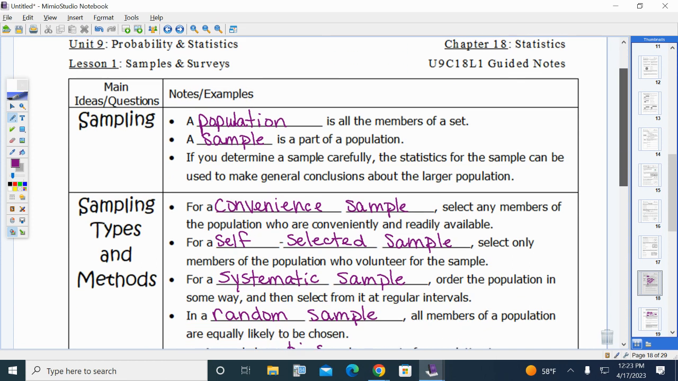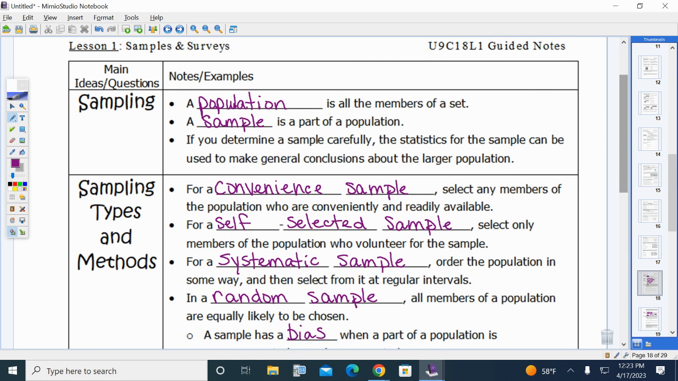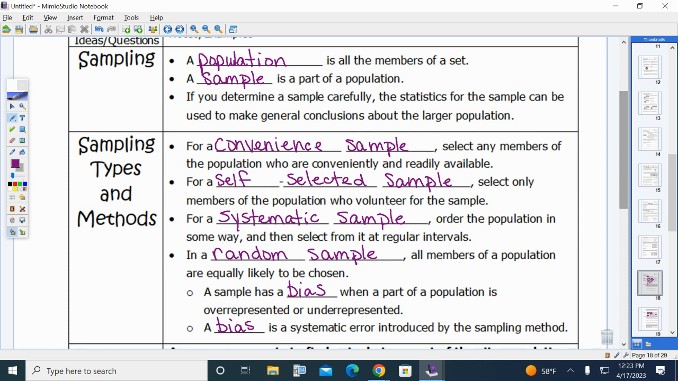Below that, we have the sampling types and methods. So again, this is just the sampling part. For a convenience sample, you want to select any members of the population who are conveniently and readily available. For a self-selected sample, select only members of the population who volunteer for the sample. For a systematic sample, you order the population in some way and then select from it at regular intervals. In a random sample, all members of a population are equally likely to be chosen.